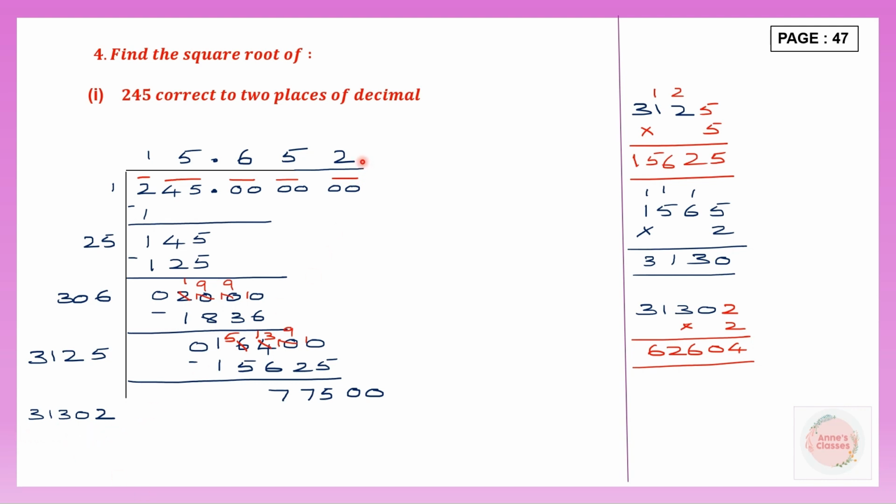31,302. We're going to multiply it by 2. We have already the answer here. That is 62,604. Now let's multiply this and see what we get. Subtract this and see what we get.